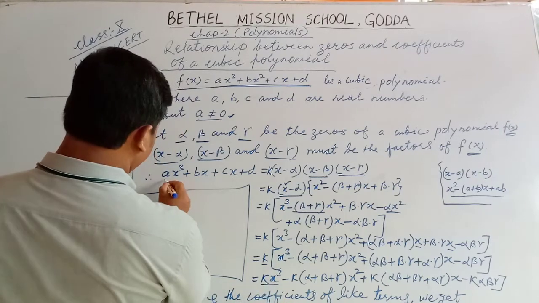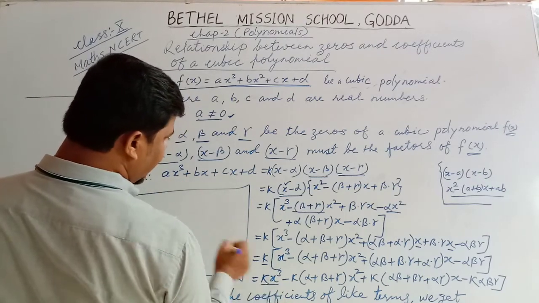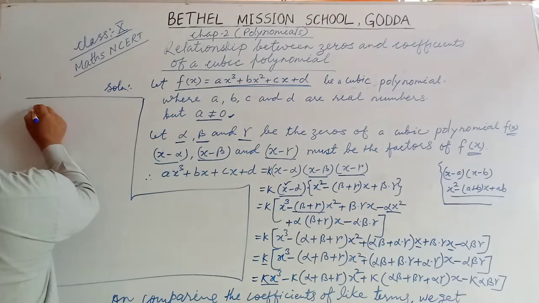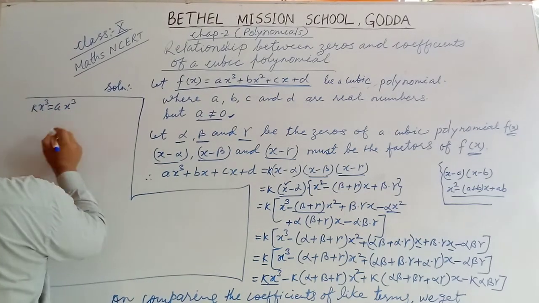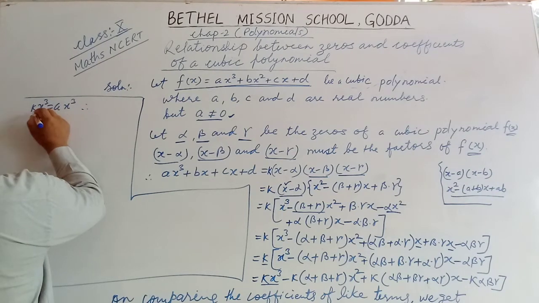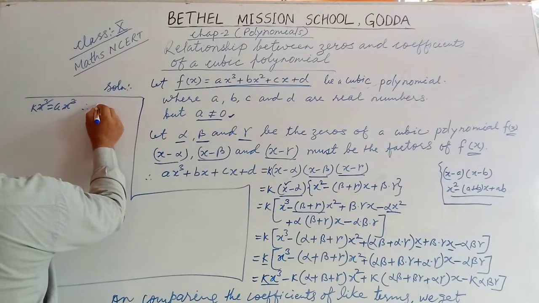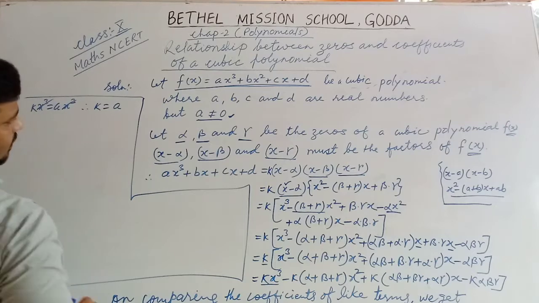By ax cube we will compare kx cube. So kx cube equal to ax cube. Therefore x cube gone, then k equal to a.